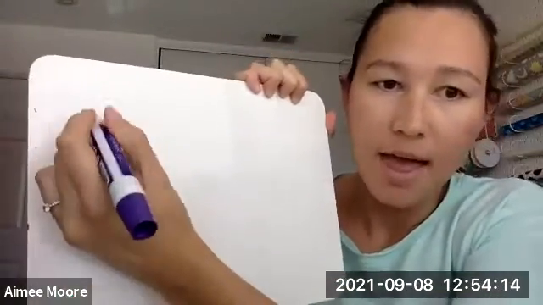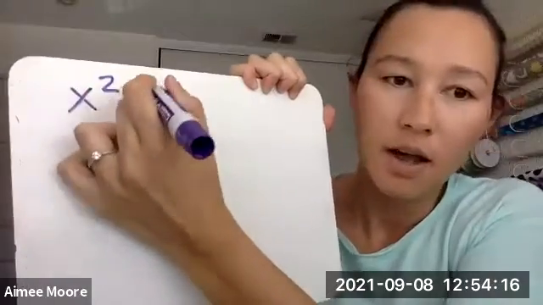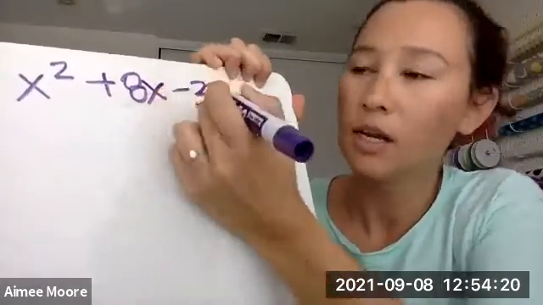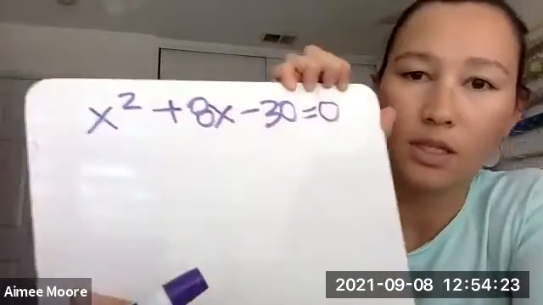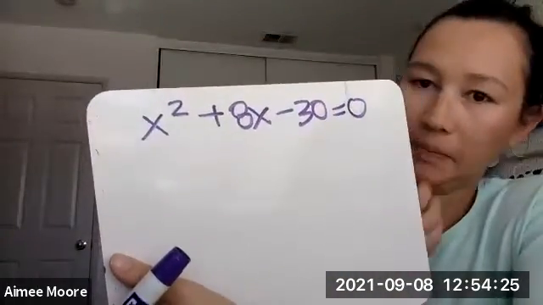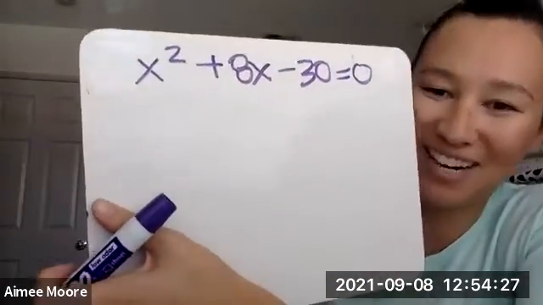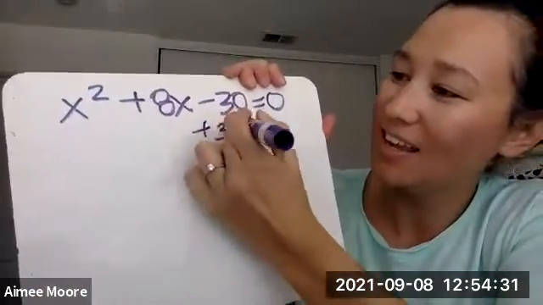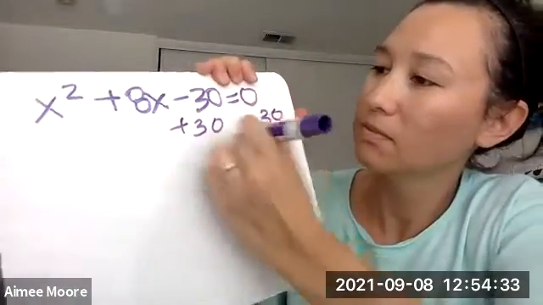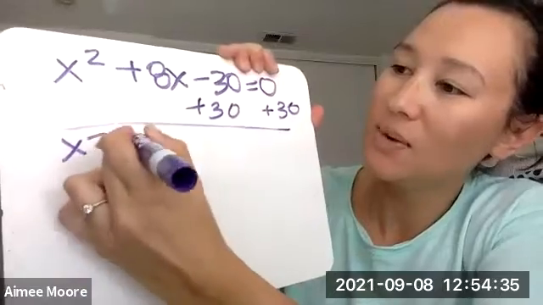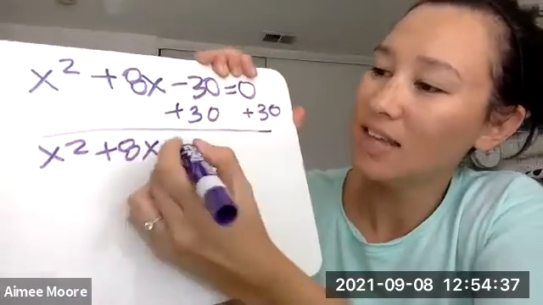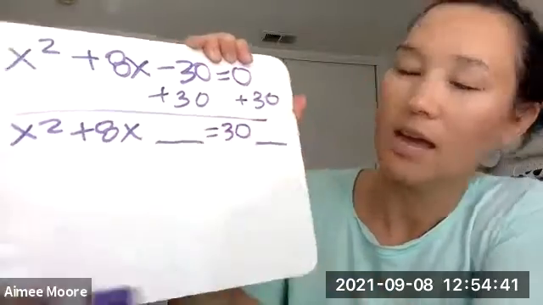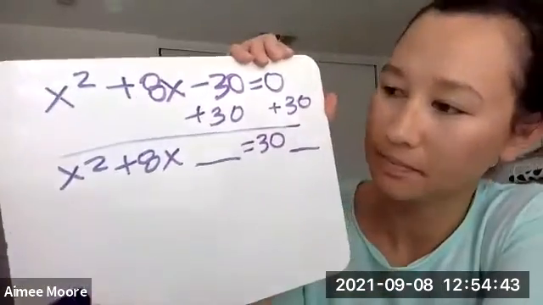So we have x squared plus 8x minus 30 equals 0. Okay, can you guys tell me, what do I need to do first? Yes, add 30 to both sides. Thank you. Then we have x squared plus 8x, and then we're gonna put something there equals 30 and something there.